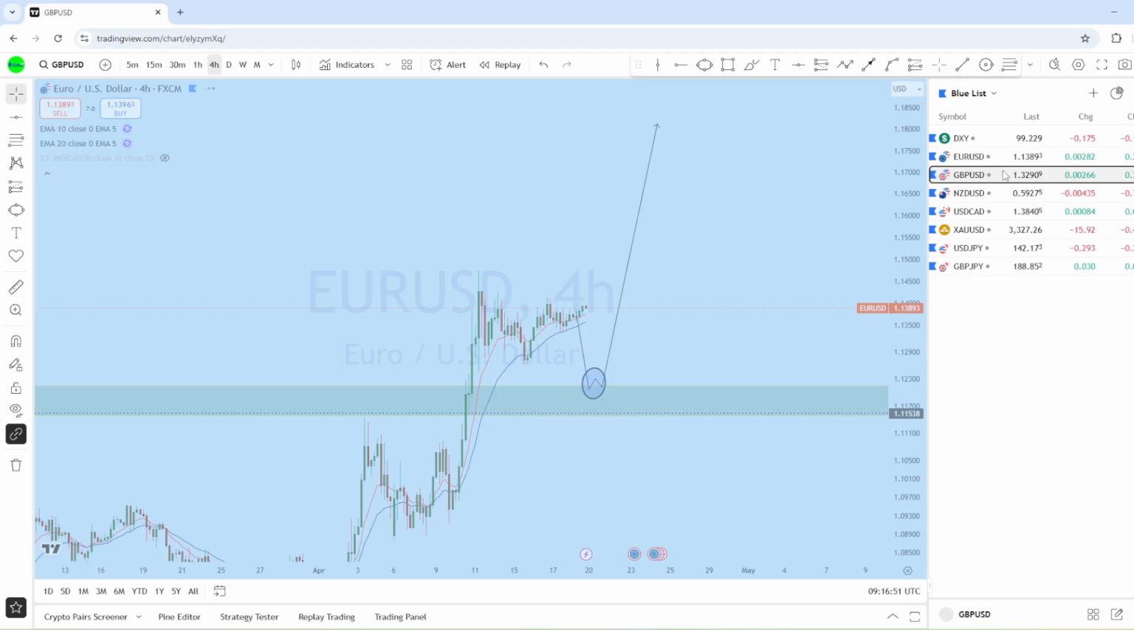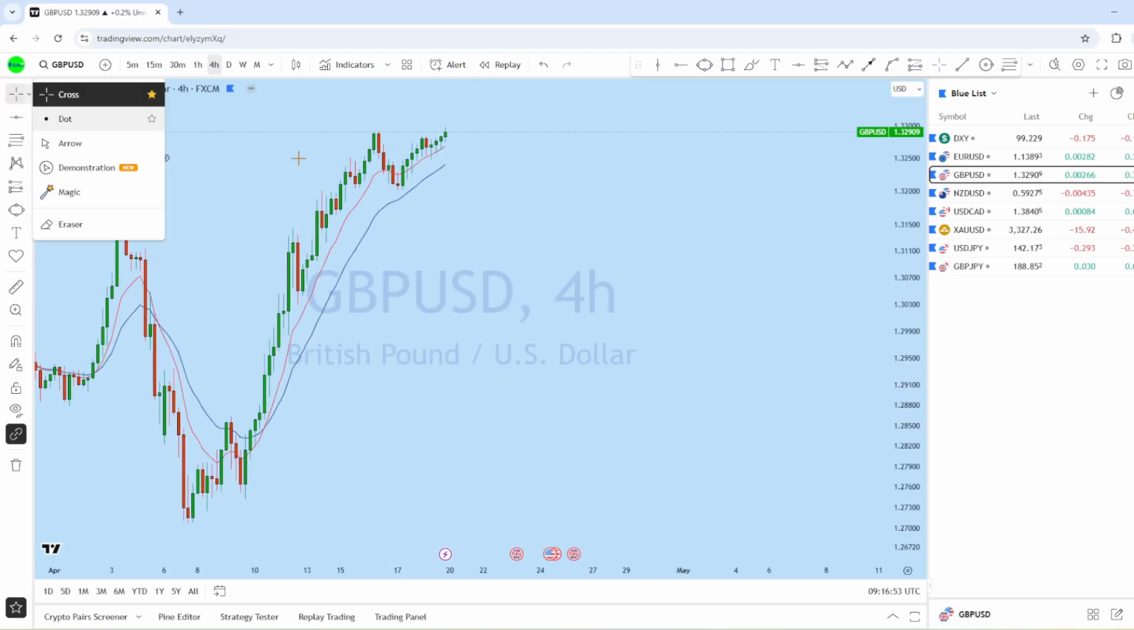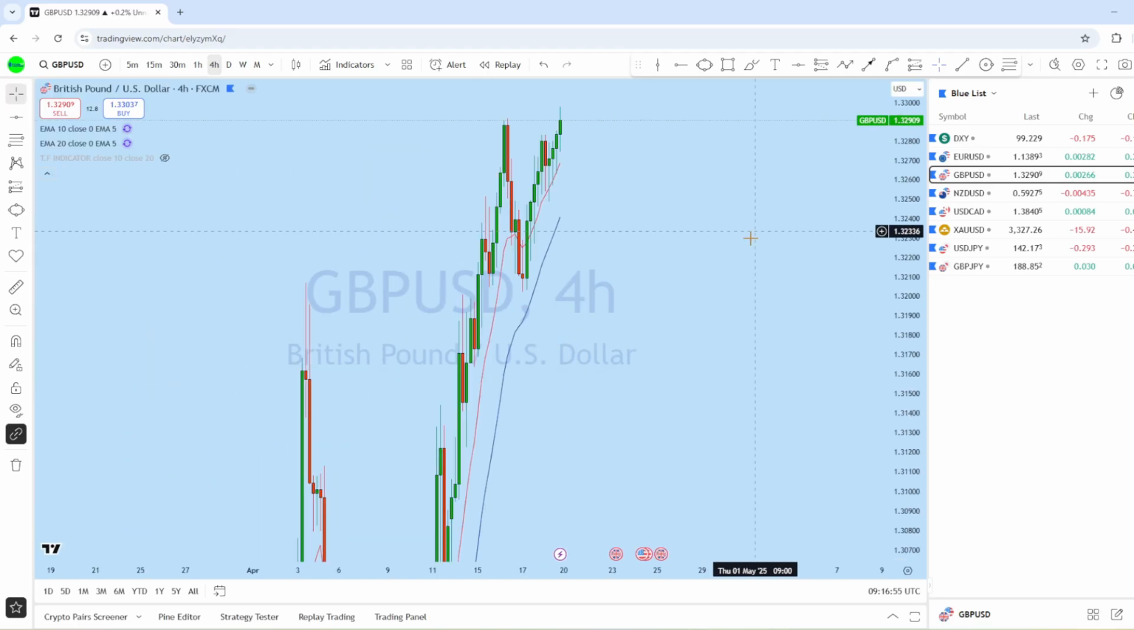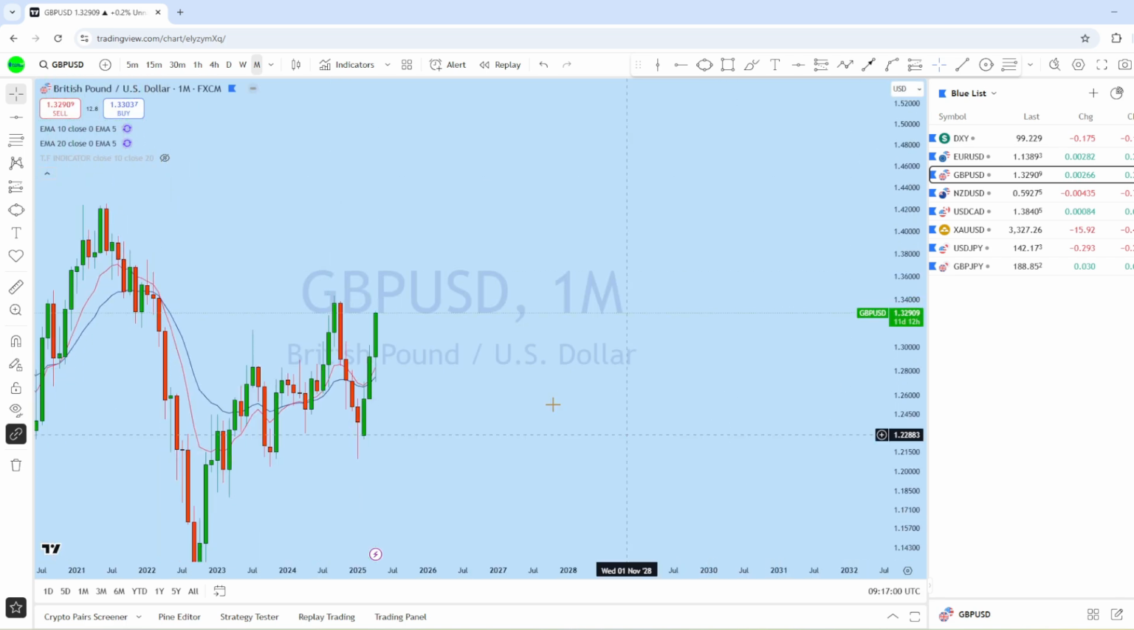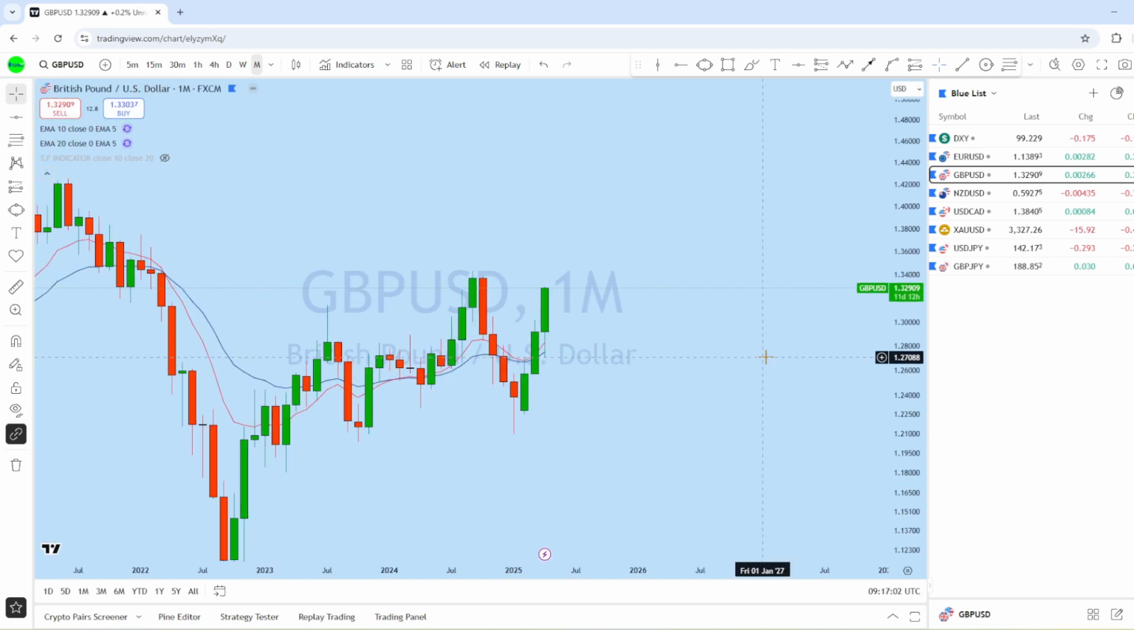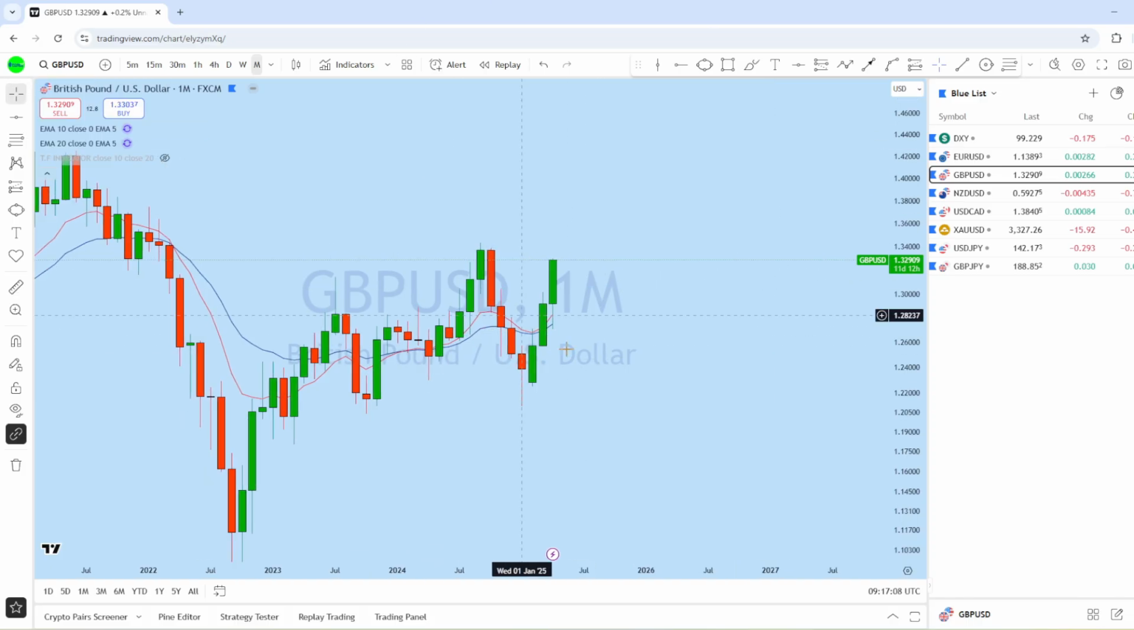Now let's look at British pound US dollar. Let's see what kind of trading opportunity we have in this instrument, looking at the monthly chart to see the overall picture in this market. Now from the monthly chart on GBPUSD, this is the third month on British pound US dollar back to back.